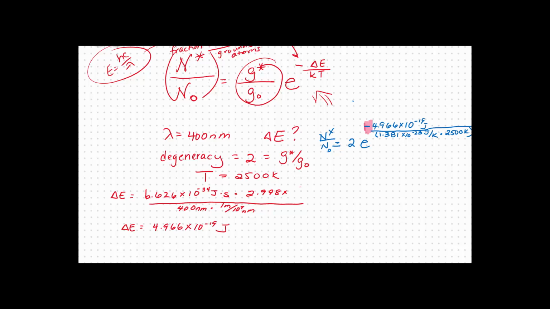So when I do this arithmetic, I get that my N star over N naught, which is the fraction of my excited state atoms to ground state atoms, is then 1.14 times 10 to the negative 6. Now this shows me that I have far more ground state atoms at 2500 K than I do excited state atoms.